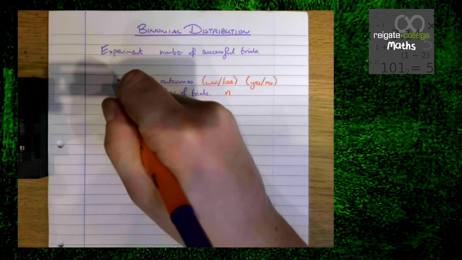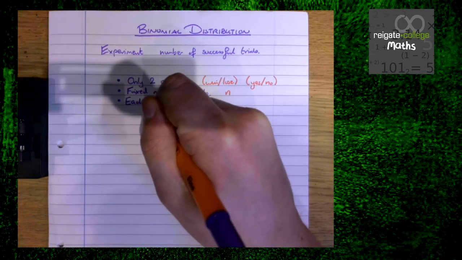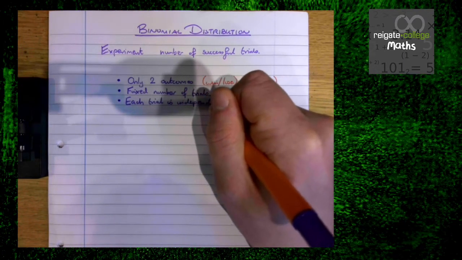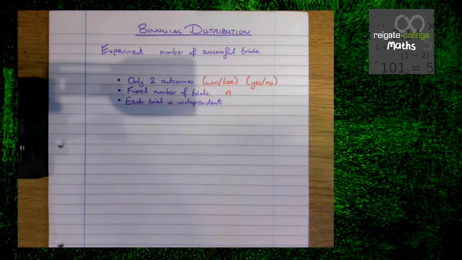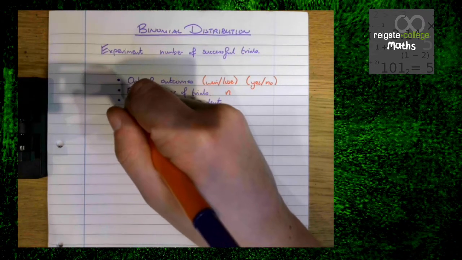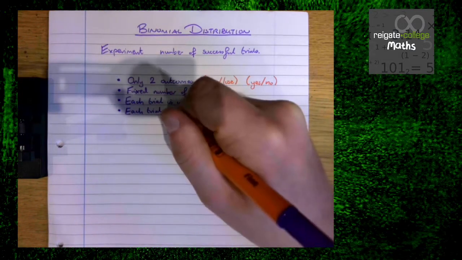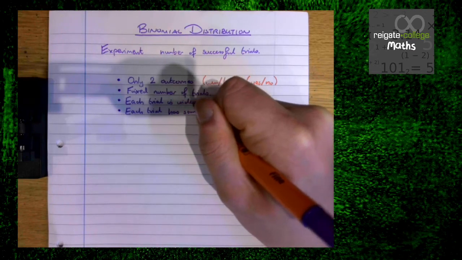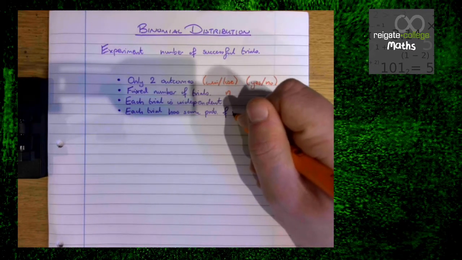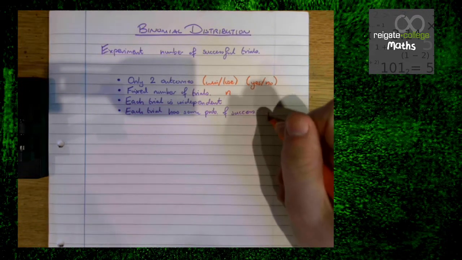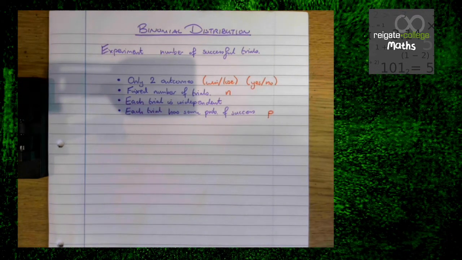What is also very important is each trial must be independent. This is very important because it tells us information about the fourth restriction, that every trial must have the same probability of success. So every trial must have the same chance of being successful. And the letter we use for that is P.